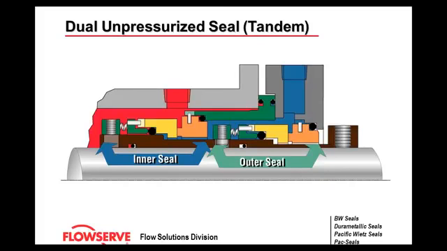It's much easier to just look at your system and say, well, is my barrier system under pressure? I have a pressurized system. If it's not, I have an unpressurized system. It makes it a lot easier than trying to figure out and remember what's tandem, what's double, and all that. This is a typical orientation of an unpressurized dual seal.